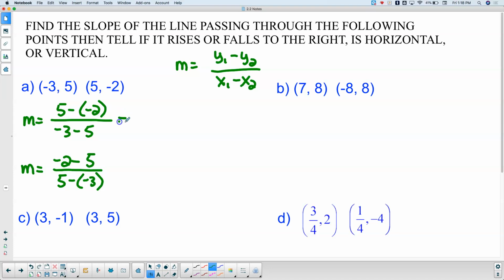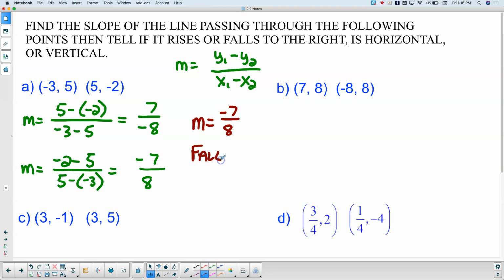Either way I do it, we should get the exact same answer. Here on the top one, we get +7 over -8. Here on the bottom one, I get -7 over +8. In either case here, the slope is -7/8, and that means it would fall to the right as a description. What I would like you to do now is I would like you to do the other three.